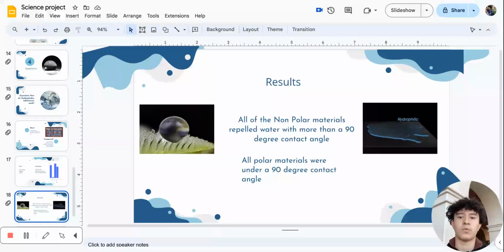So my results. All of my nonpolar materials pretty much repelled water, and the contact angle was greater than 90 degrees. But on my polar materials, the contact angle was a lot less. It was way less than 90 degrees. So it showed that they absorbed the water and they didn't repel it as much as the nonpolar ones.